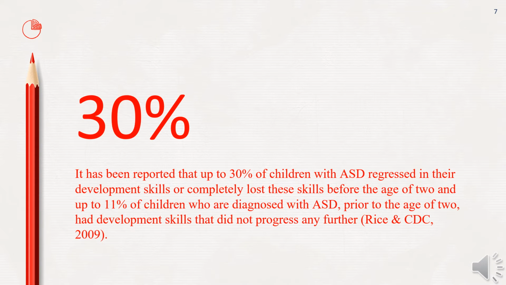It has been reported that up to 30% of children with ASD regressed in their development or completely lost the skills before the age of 2, and up to 11% of children who are diagnosed with ASD prior to the age of 2 had developmental skills that did not progress any further.